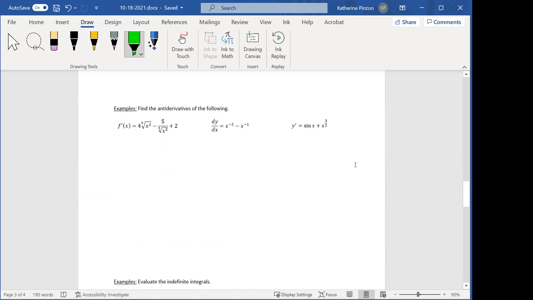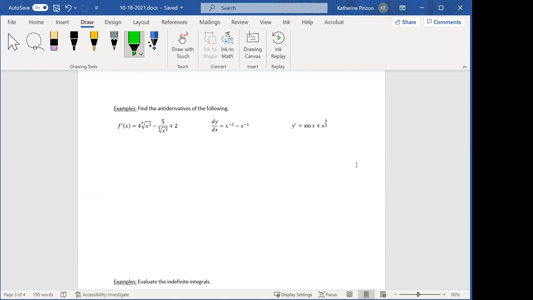Okay, so we're going to try it. It says find the antiderivatives of the following functions. I traded out my jacket for a heavier one. I had the lighter one on. It's a tough day out there. Okay, find the antiderivatives of the following.